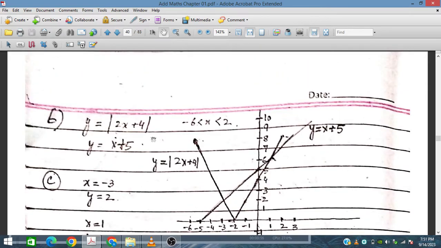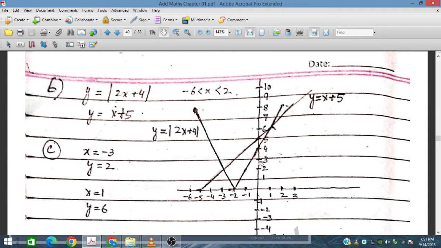We have this question, modulus of 2x plus 4. And we know that for x is equal to 0, y is equal to 4. For y is equal to 0, x is equal to minus 2. So this is minus 2. So we will draw this graph, and this is the mirror image of this graph, because this is a modulus. So this is a mirror image.